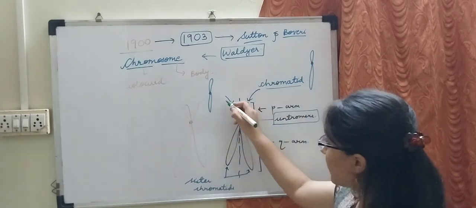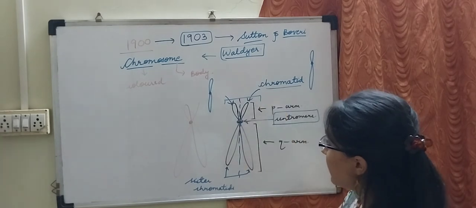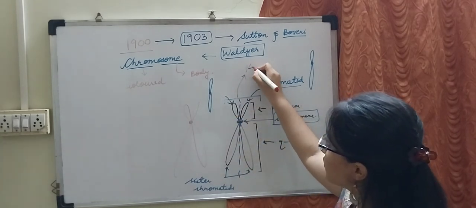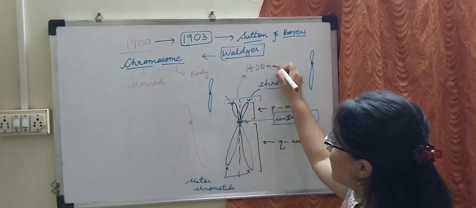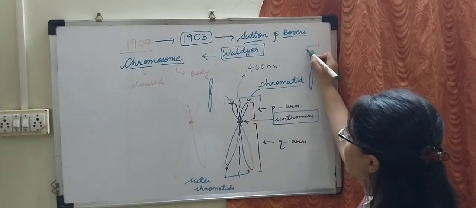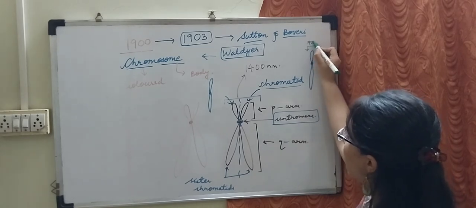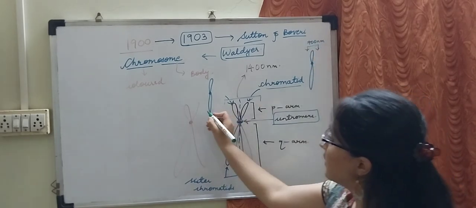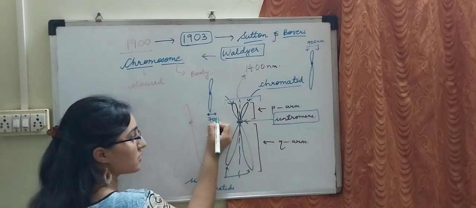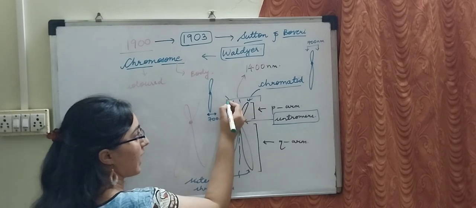I told you that the thickness of this part is 1400 nanometer. So if I take exactly half of this, this size will be 700 nanometer, and if I take the other half, this will also be 700 nanometer.